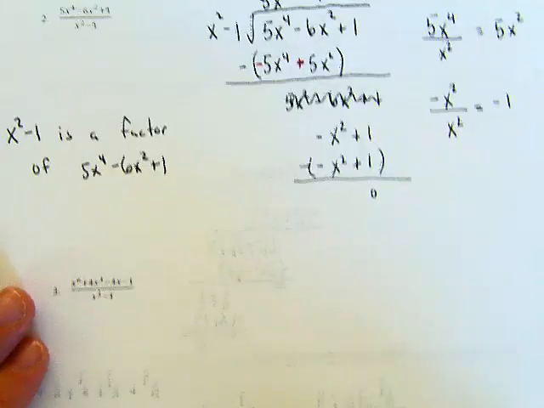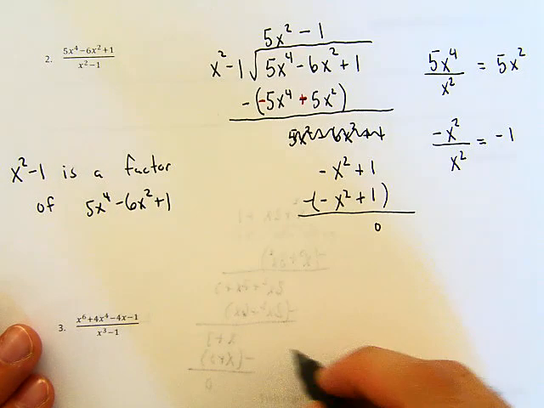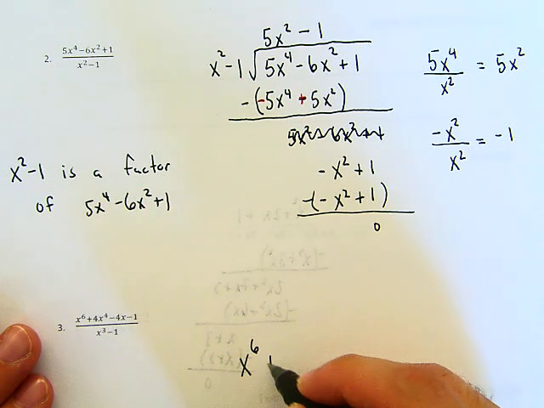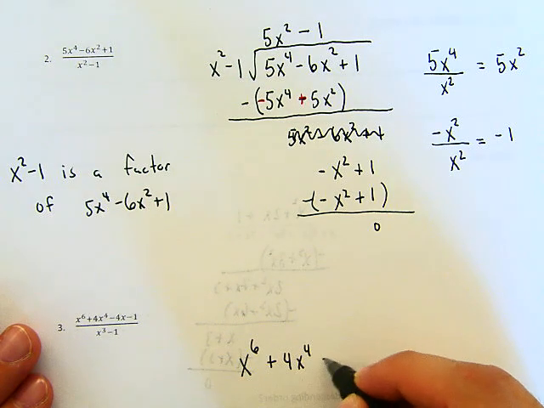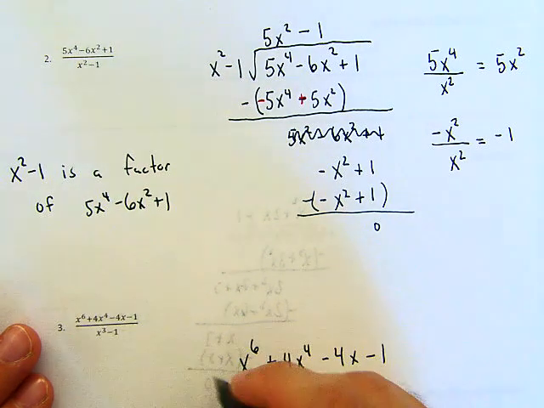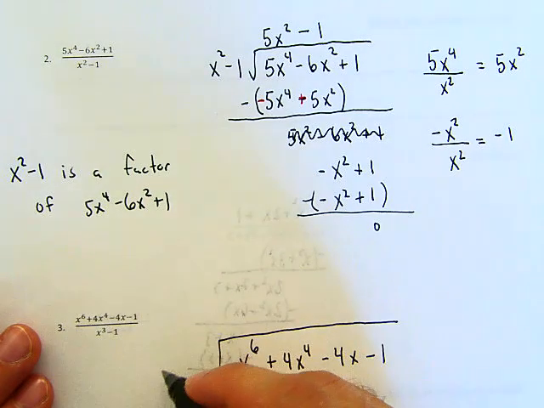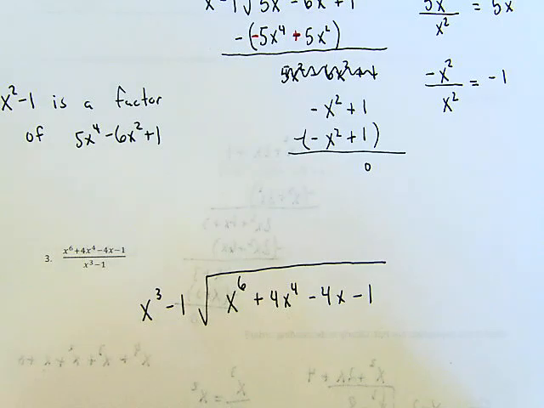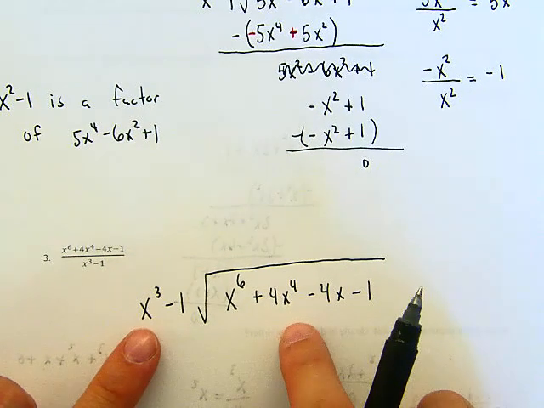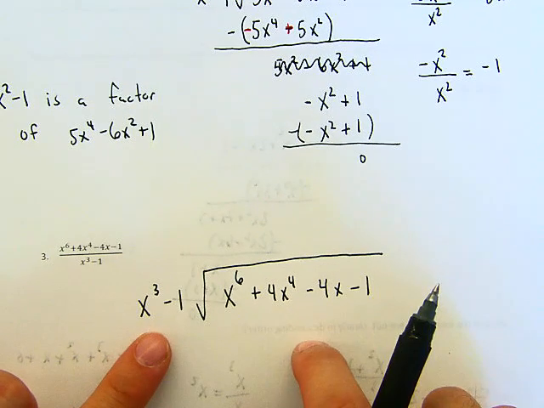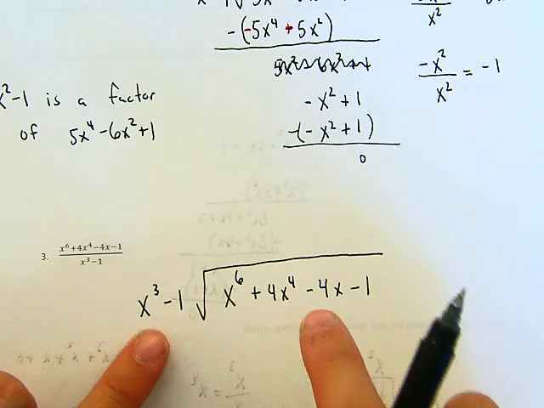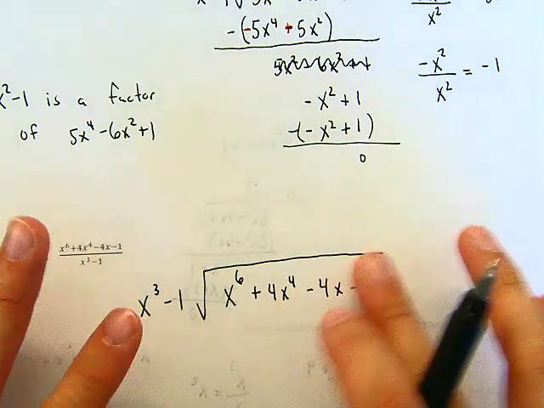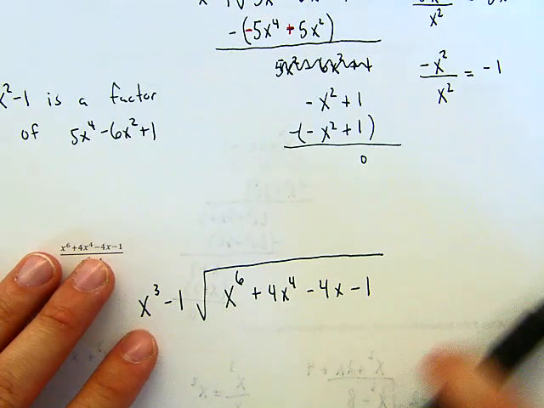Very good. Okay, let's try and do the next one by yourself. So x to the 6 plus 4x to the fourth minus 4x minus 1, and divide that by x cubed minus 1. Okay? What I'll do is I'll leave this one for you to do, and I'll put the solution on the classroom whiteboard. Okay, enjoy.